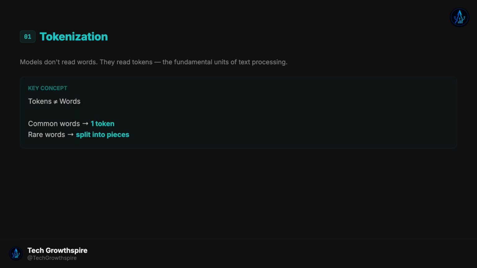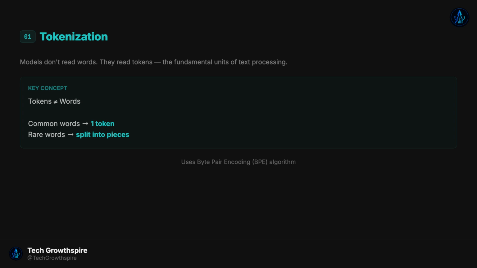Step 1. Tokenization. When you type a message, the model doesn't see words the way you do. It doesn't read English directly. It reads tokens. Tokens are the fundamental units that large language models work with, and they're not always complete words. Common words like the, hello, or code are each a single token. They appear so frequently that the model treats them as atomic units.